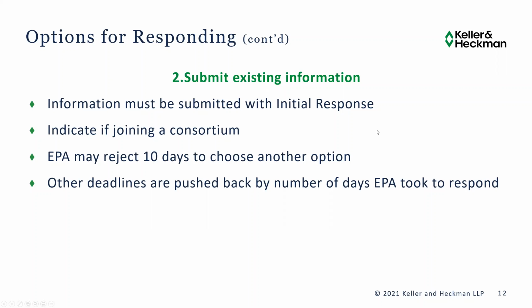At this time, you can also indicate if you're joining a consortium. So you might form a consortium to obtain and submit existing information. For example, if you're talking about, say, an ecotox test, perhaps that's been performed under another regulatory program under REACH, and perhaps a consortium is able to obtain that study and submit it to EPA. If you select this option and EPA rejects the existing information that you have, then you have 10 days to choose another option, and then the deadlines, which we'll talk about later in the presentation, will be pushed back by the number of days EPA took to respond.